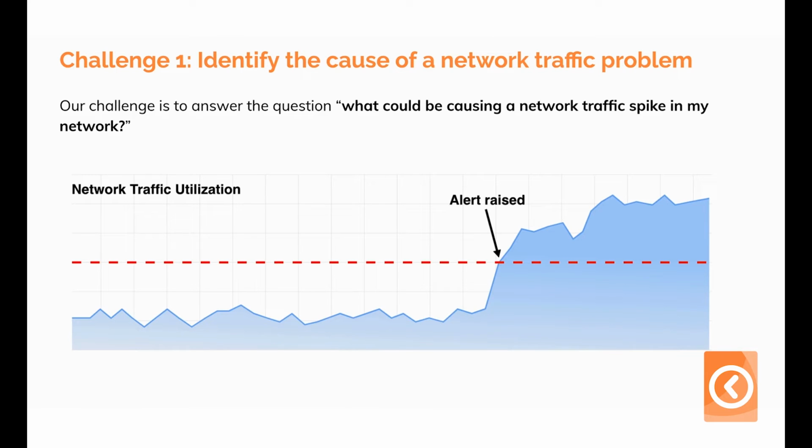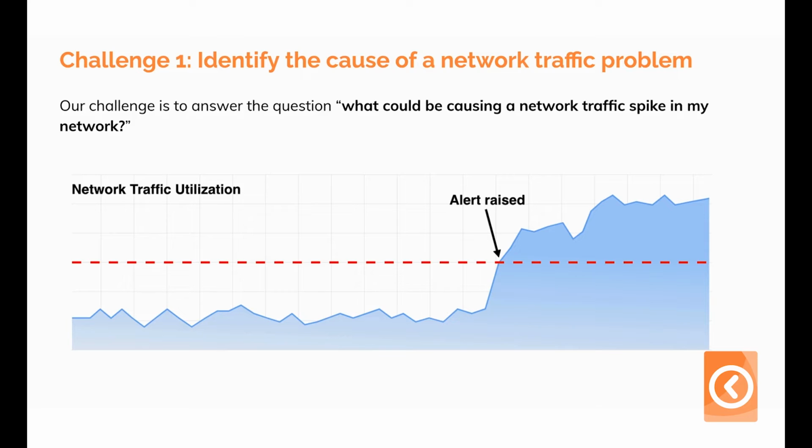So here we see a traditional way of visualizing network traffic. We have a time series chart for a single device showing traffic fluctuations over time. Typically, we'd have a threshold line, and we'd raise an alert when traffic levels go above that threshold. Once we have an alert, we then need to find out what caused the issue. And there could be any number of things.